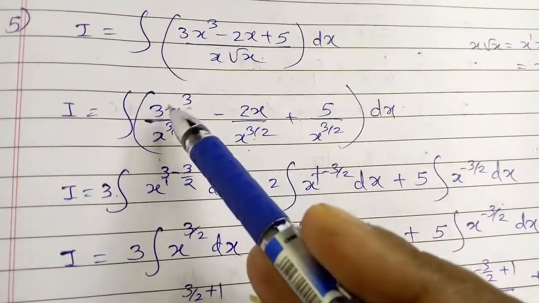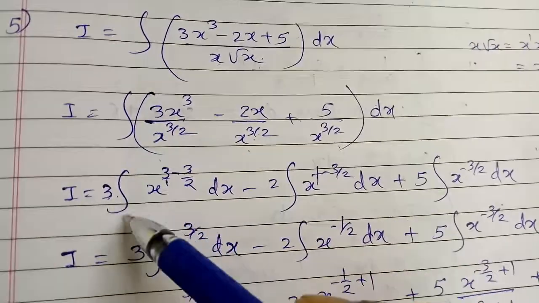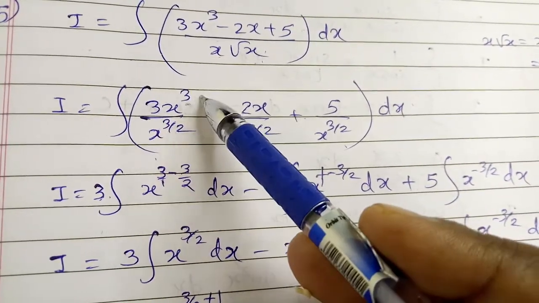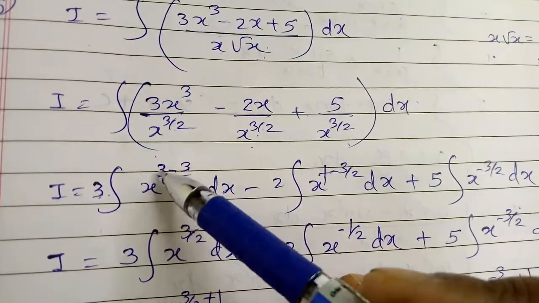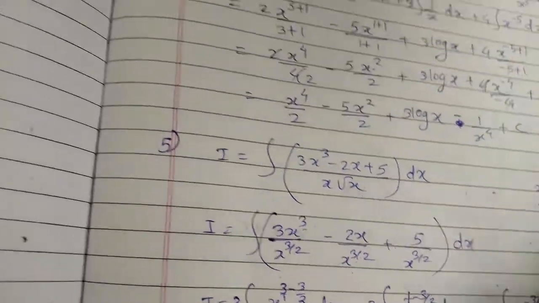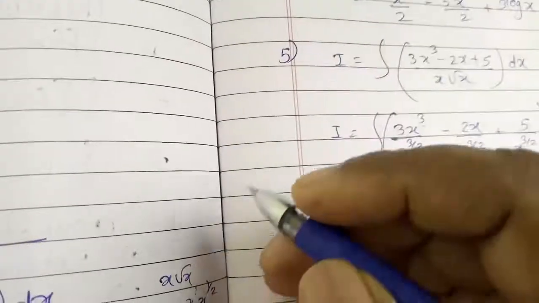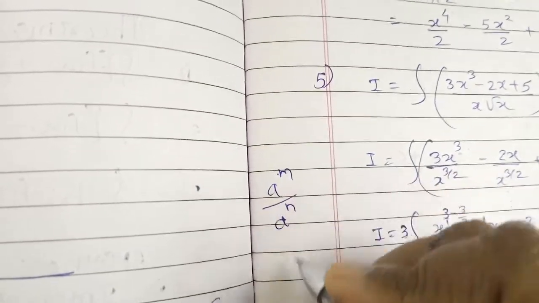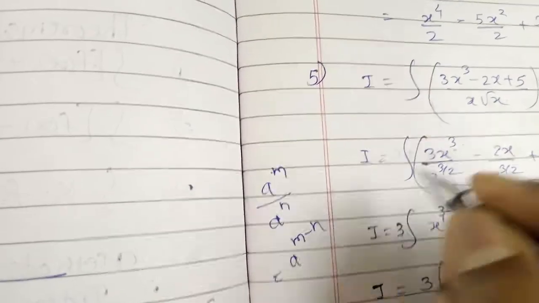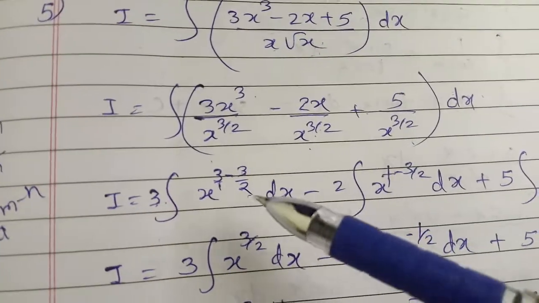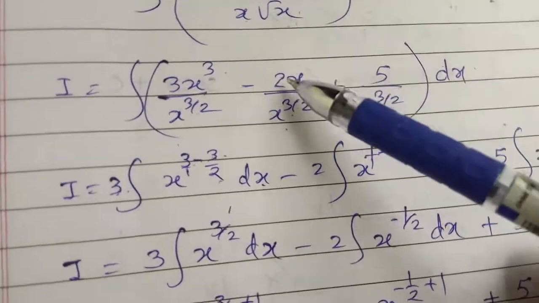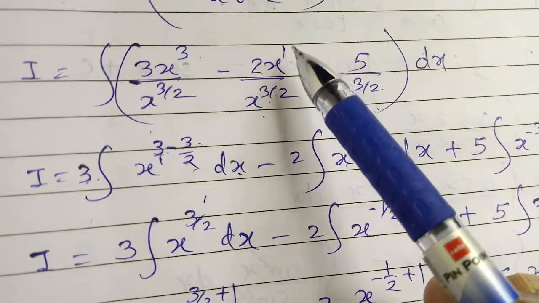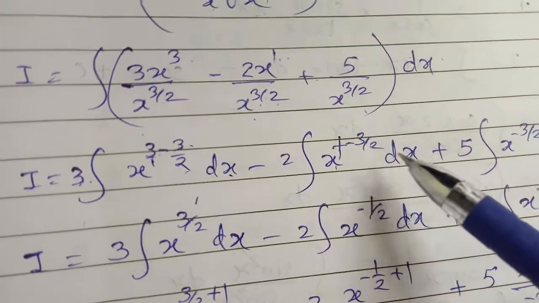So this 3 comes outside, 3 integration of, now see here, this power we move to the numerator, so it becomes minus, so x raised to 3 minus 3 by 2. In 8th standard you learned this: whenever there are terms like a raised to m upon a raised to n, since the bases are the same we can write it as a raised to m minus n. The same formula we use here, so 3 minus 3 by 2 dx. Also here it is the same: 2 we take outside the integration sign, so here is x raised to 1 minus 3 by 2 dx.